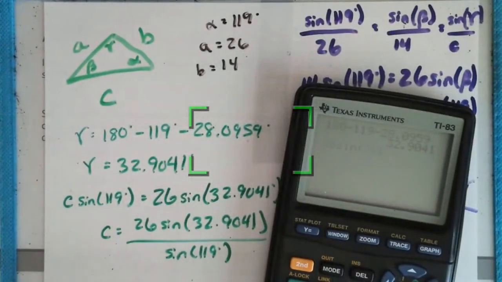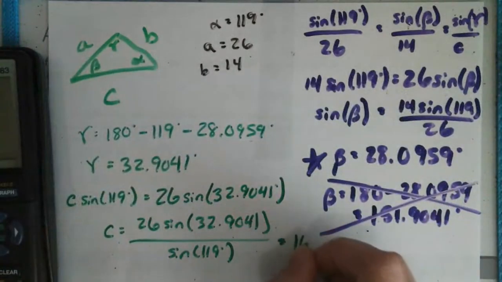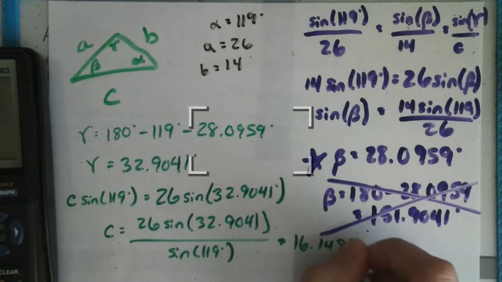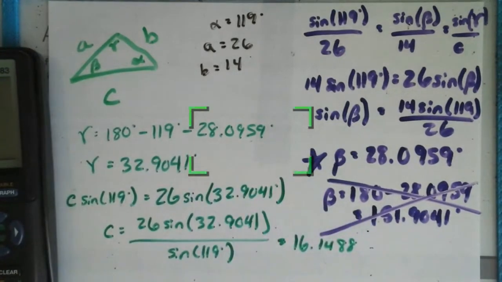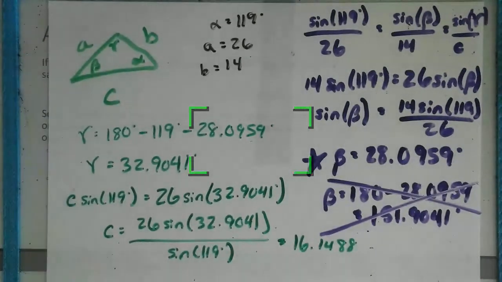26 times the sine of 32.9041 divided by the sine of 119. It looks like c is equal to 16.1488. So we solved for angle beta, angle gamma, and side c. We found the three unknowns. Let's try the next one.